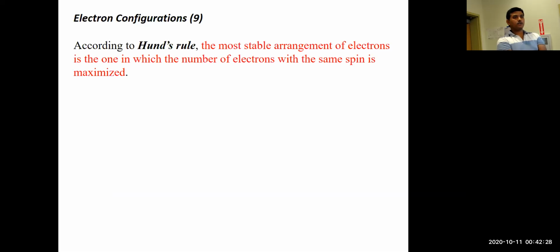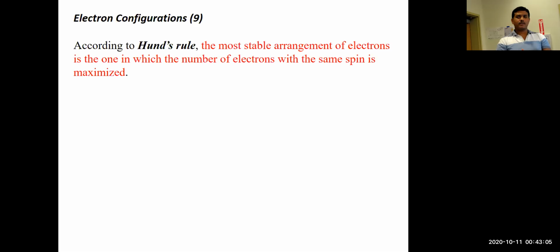Let's look into another principle. The third important principle is Hund's rule. This is very important, and I want you to be aware of it when you write electronic configurations, especially in orbital notation. Let me read what it says, then I'll explain it in my own words. The most stable arrangement of electrons is the one in which the number of electrons with the same spin is maximized.